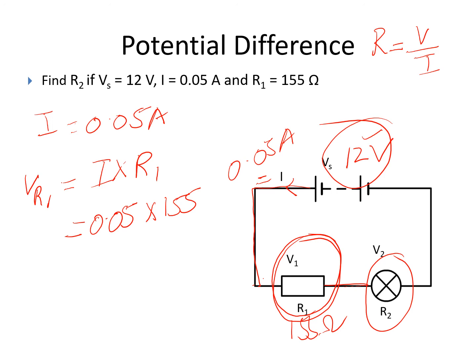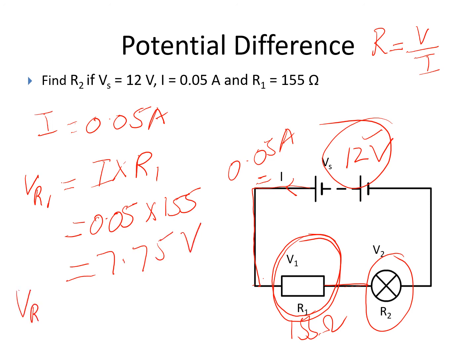Thing is, when I was planning to do this, I didn't keep my calculator ready, and at the moment I don't think my brain works to do this in my mind. So 155 times 0.05, isn't it? So 7.75 is the voltage across R1.